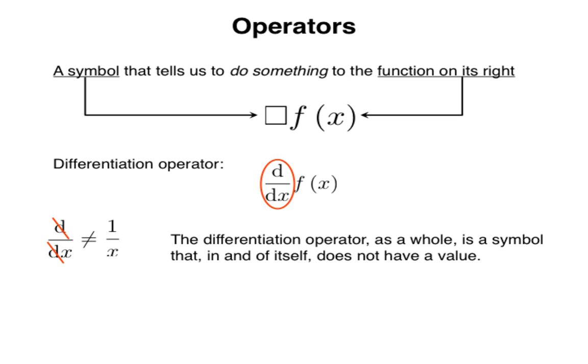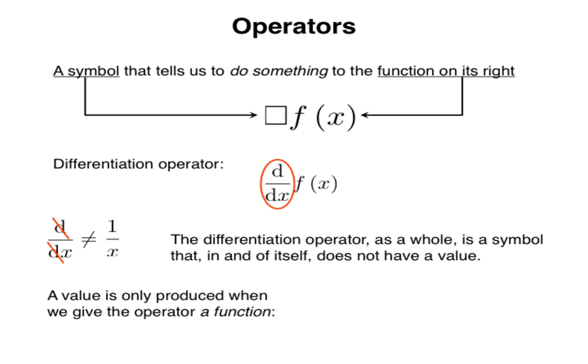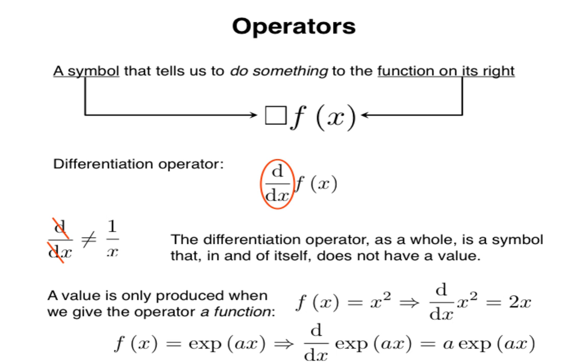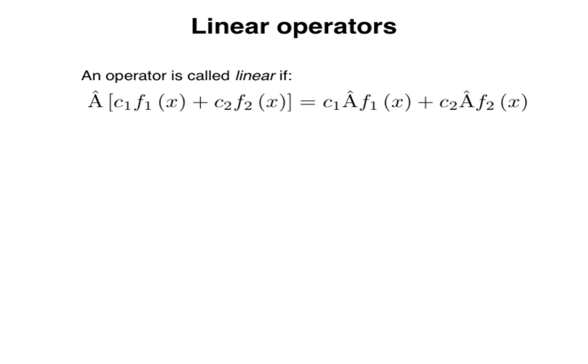The differentiation operator, in and of itself, does not have a value until we give it a function to act upon. Depending on the function that we give it, it will produce different results. If f of x equals x squared, then acting on it with the differentiation operator returns 2x. If we give the operator a different function, say an exponential, we will get a different result. Operators are often denoted by letters with a hat on top.